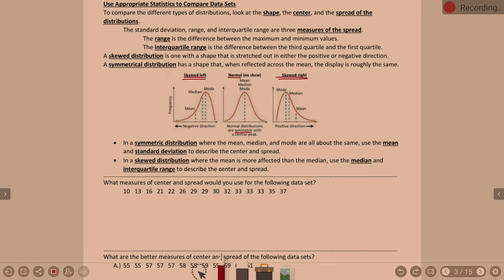So an example to go along with this. What measures of center and spread would you use for the following data set? In other words, should I use mean or median? And should I use standard deviation or interquartile range? In order to figure that out, we need to know, is this a symmetric distribution or a skewed distribution?